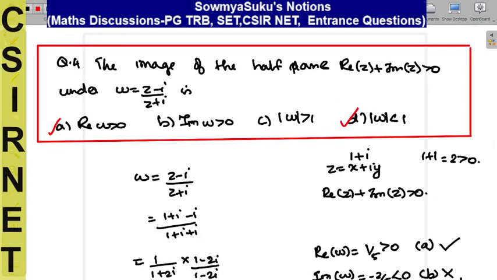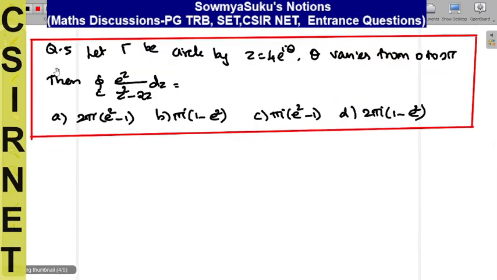Let's see the next question. Let gamma be the circle |z| = 4 e power i theta, where theta varies from 0 to 2 pi, then integral over C e power z divided by z square minus 2z dz is equal to. So we have Cauchy's integral formula: integral over C f(z) divided by z minus a into dz is equal to 2 pi i into f of a.